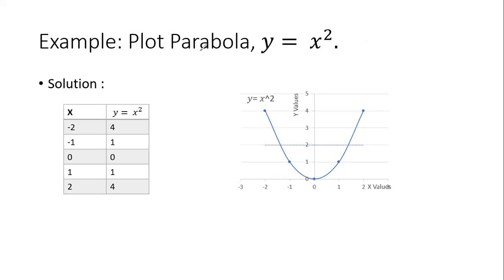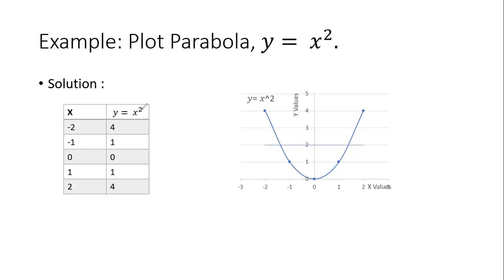Now, let's see how to plot a parabola. y equals x square, a basic type of parabola. To draw this parabola, we can use the simplest method that you learned with the equation of a line. We take a few values for x, and the corresponding y value we can find by substituting that x value in the given equation y equals x square.